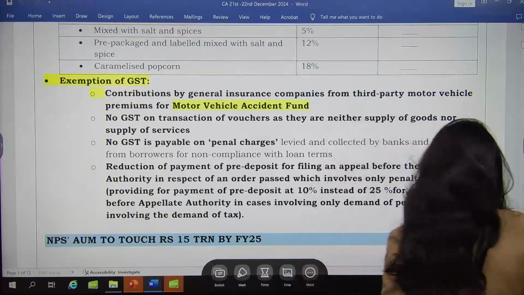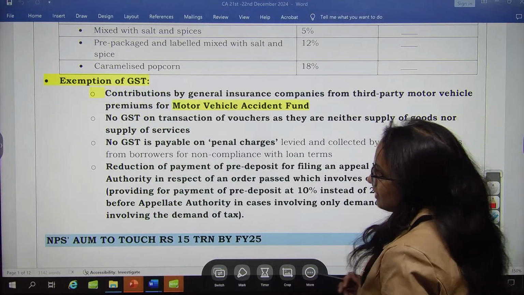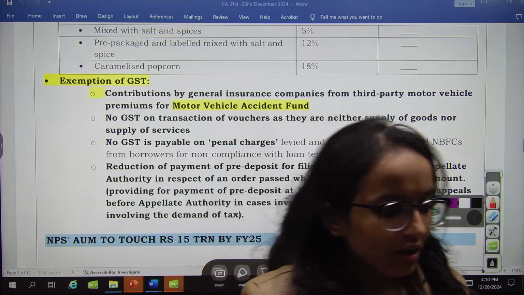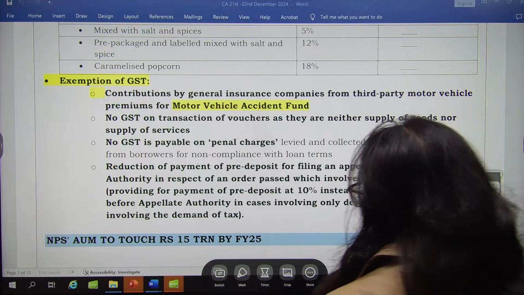So this was about the new GST rates. Now if we talk about the exemptions, which items have no GST, right? So which are fully exempt from GST. This list is again very important.